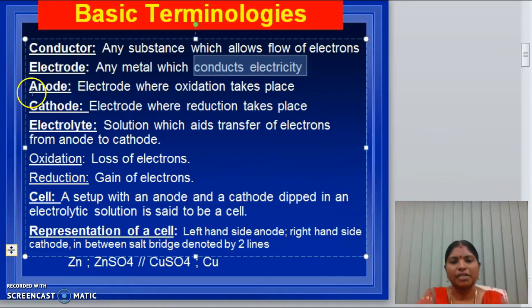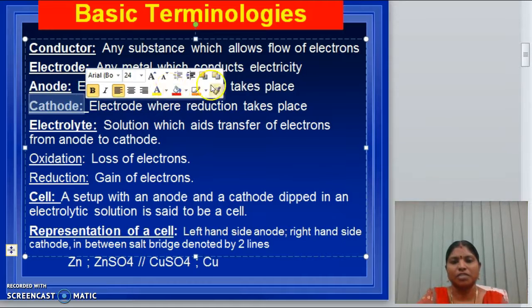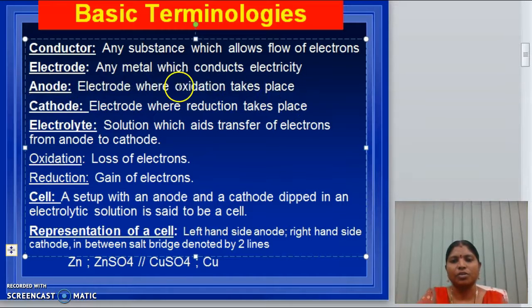Based upon the chemical reaction, it is classified into anode and cathode. Anode is the electrode where oxidation takes place, and cathode is the electrode where reduction takes place. Oxidation is loss of electrons, and reduction is gain of electrons. An electrolytic solution is a solution which helps the transfer of electrons from anode to cathode.